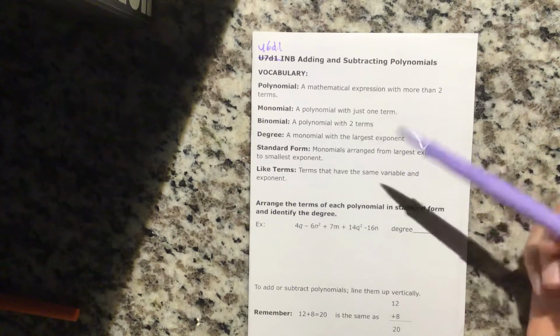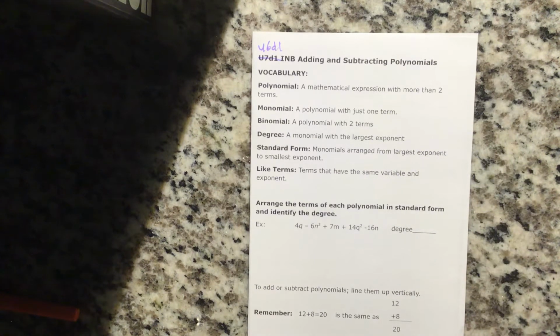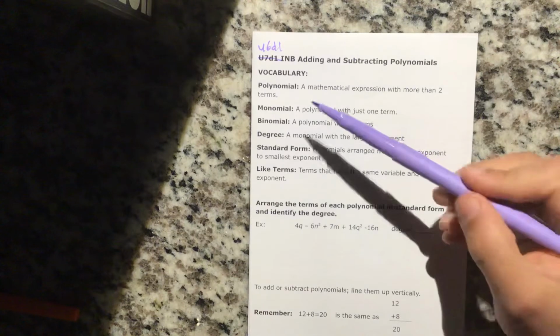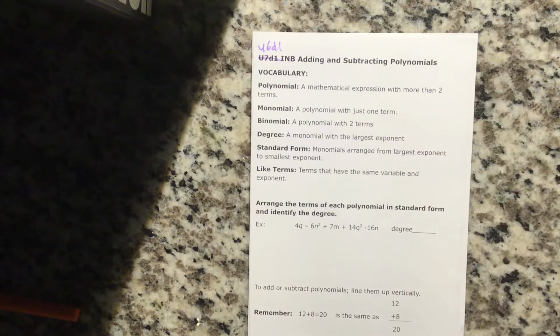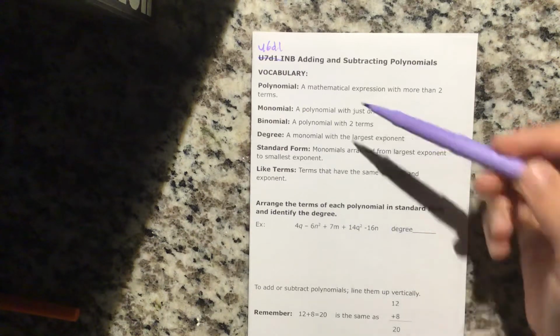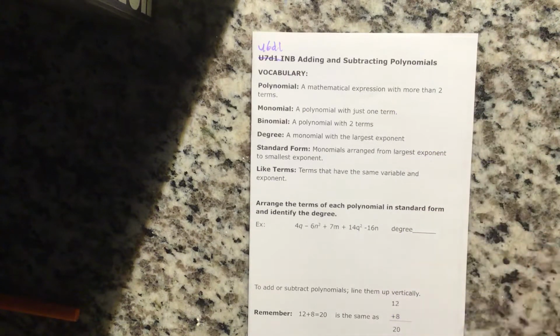Okay, so all of these words you're going to hear me and your teachers mention today and throughout this whole unit. So the first one, and probably the most important one, is a polynomial. Okay, so a polynomial is a mathematical expression with more than two terms. Okay, and we'll see examples of all of these words as we go on.